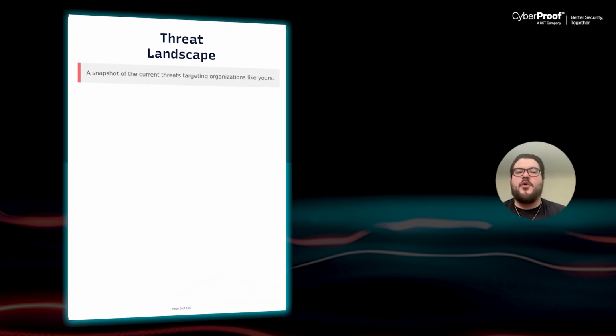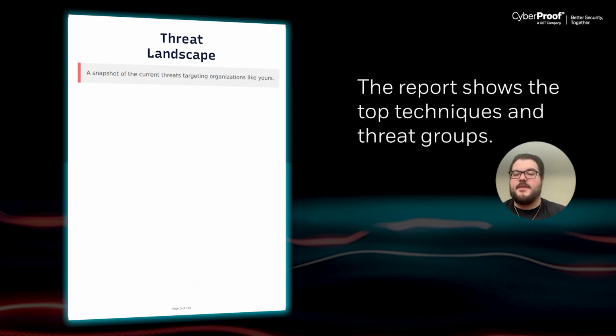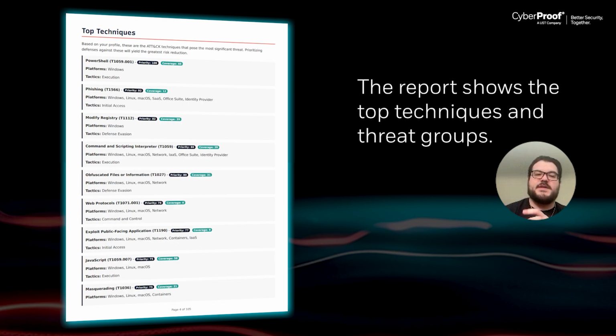So we have an overview of the threat landscape. Again, this is sort of high level. These are the most important things that you need to be paying attention to. We start off with techniques, and again, you can see the priority of the technique. The priority is derived from how often we see this technique emerge in relevant threat intelligence. And then the coverage, this is what we're getting from those MITRE evaluations.